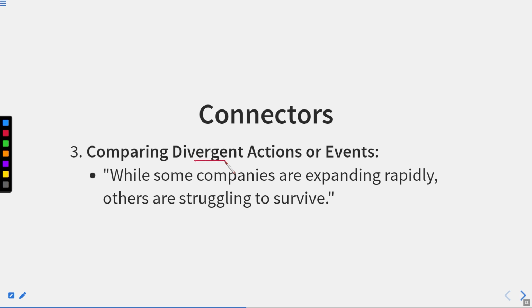Now, comparing divergent actions or events. While some companies are expanding rapidly, others are struggling to survive. So this can be used to compare actions or events. Some companies are expanding rapidly, whereas others are struggling to survive. It means there is something positive about some companies, whereas something negative about other companies.